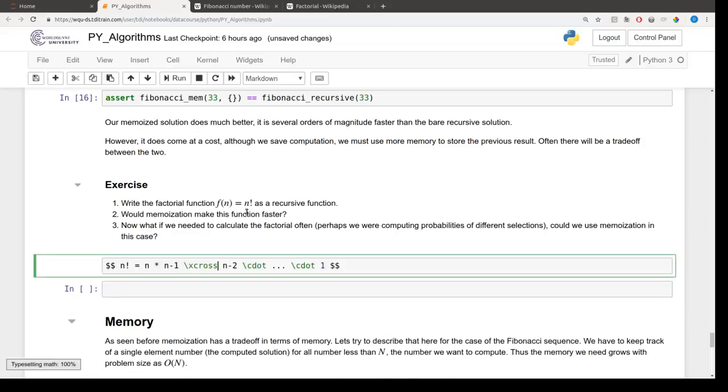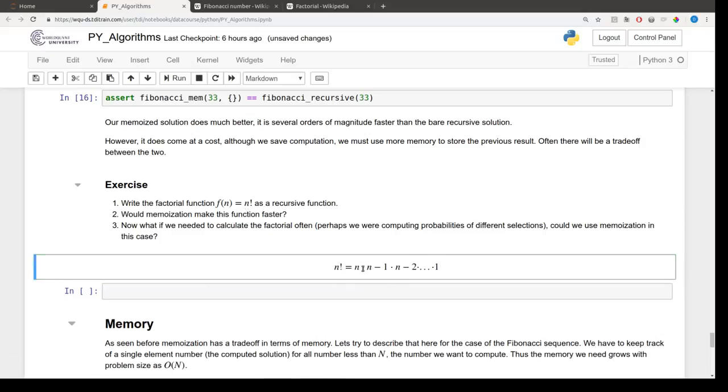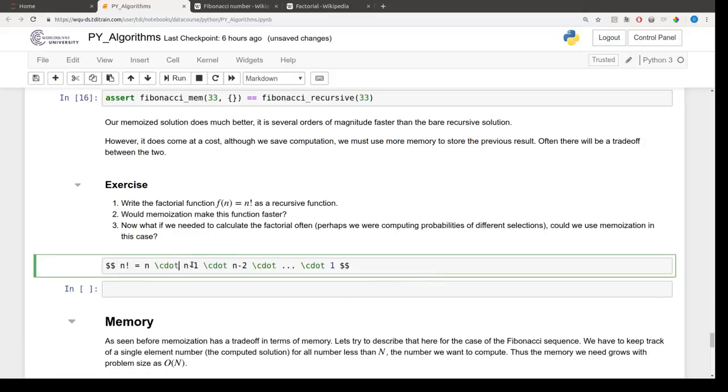Trying to remember my symbols. All right, let's just use dots. Hopefully you're familiar with this dot notation means multiplication. So I have n times n minus 1 times n minus 2, and so on down to 1. Actually, if I'm just putting all of these in parentheses, I can just have it like this.